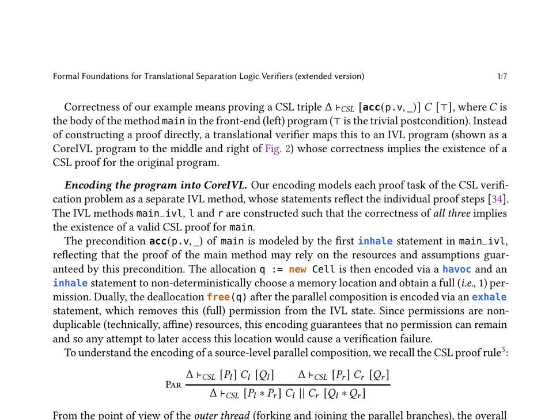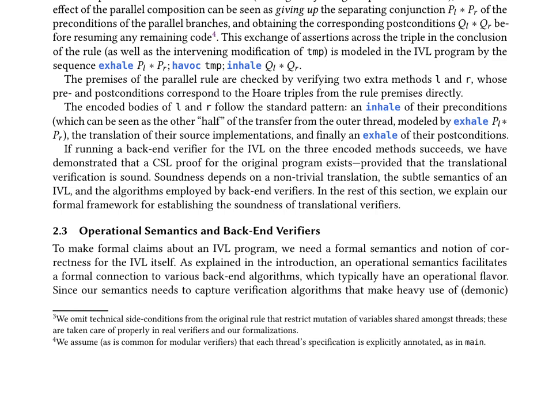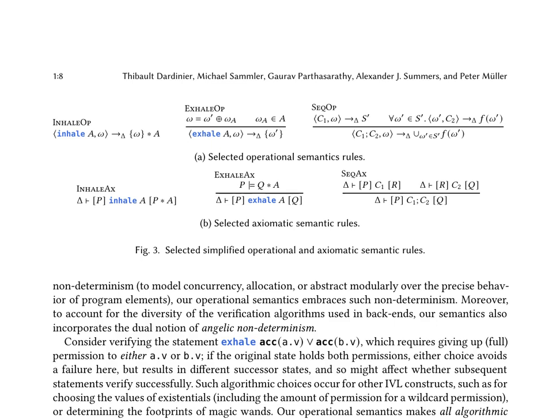It presents a novel approach to encoding source-level parallel compositions into core IVL programs. The authors demonstrate how their encoding model treats each proof task of the CSL verification problem as a separate IVL method, reflecting individual proof steps. They also explain the operational semantics and backend verifiers, emphasizing the need for a formal connection to various backend algorithms.